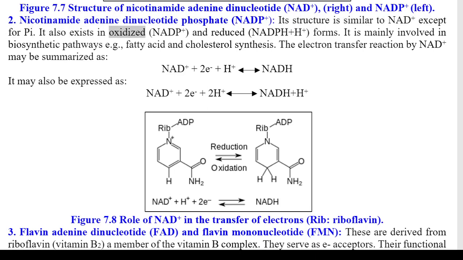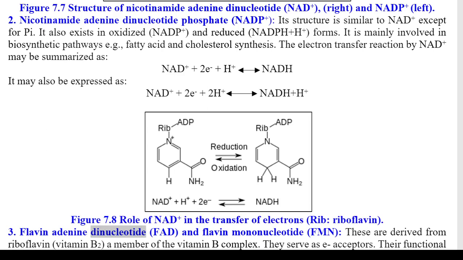It also exists in oxidized, NADP+, and reduced, NADPH, forms. It is mainly involved in biosynthetic pathways, for example fatty acid and cholesterol synthesis. The electron transfer reaction by NAD+ may be summarized as NAD+ + 2e- + H+ → NADH. It may also be expressed as NAD+ + 2e- + 2H+ → NADH + H+. Figure 7.8 Role of NAD+ in the transfer of electrons.